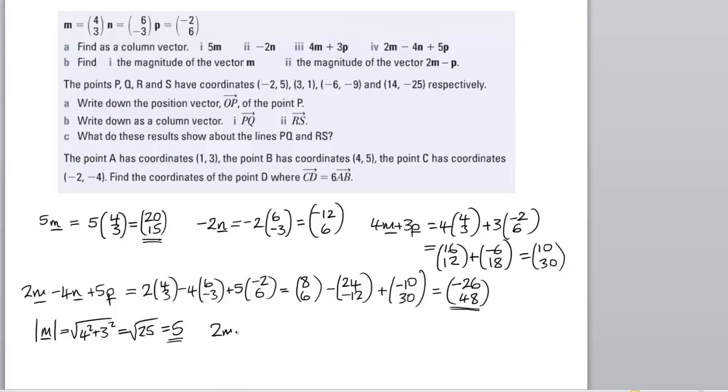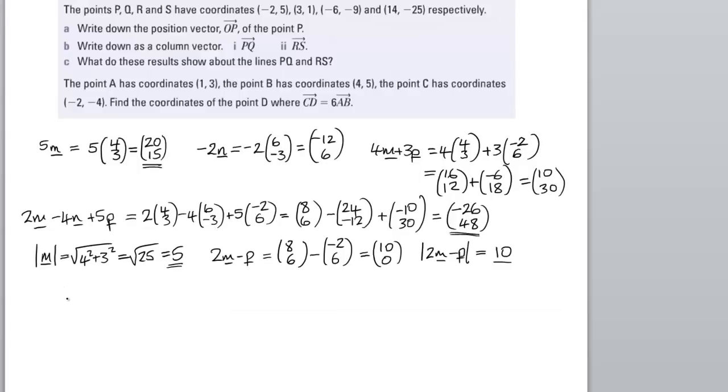Magnitude of 2m take away p. Well, we need to find that out first. What we mustn't do is just take the magnitude of m and take away the magnitude of p from it. We need the magnitude of that as a single column vector, so that's what we need to evaluate first. So 2m is 8, 6, because we've done that before. Take away p, so we're taking away negative 2, 6. The vector itself is therefore 10, 0. And there isn't a great deal of work to do here to see its magnitude. A vector just in one direction, either horizontally or vertically, its magnitude is just that number, isn't it? So it's 10.